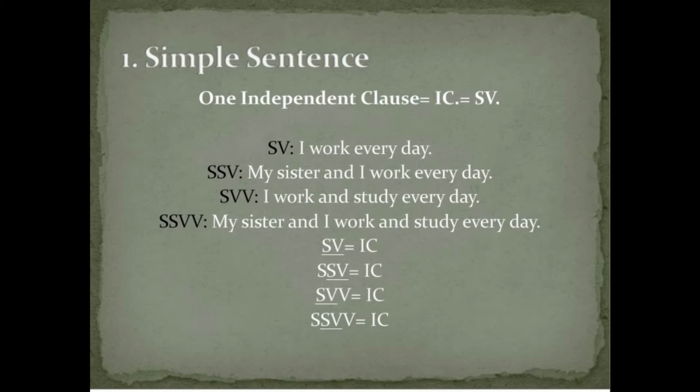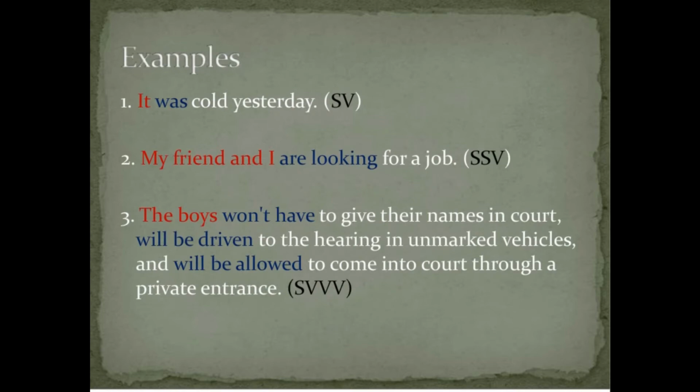The third example has two verbs, I work and study every day. The formula is SVV. Even though there are two verbs, it's still only one independent clause. And the final example has two subjects and two verbs. My sister and I work and study every day. Despite two subjects and two verbs, it's still only one independent clause, therefore a simple sentence. Let's have a look at some more examples.